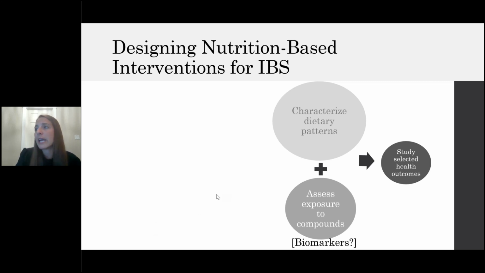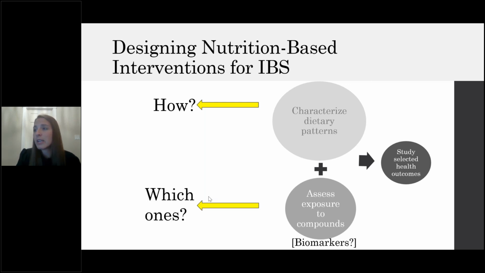So when you're looking at this graph, the first thing we need to think about is how should we be characterizing our dietary patterns, particularly in IBS-related research? Do we have any compounds that we can be measuring to look at exposure to our dietary intervention? And then when we're looking at selected health outcomes, which health outcomes should we be looking at? Are we looking at improving the symptom severity in our patients? Are we looking at improving quality of life? These are things that we need to think about. What's most important to the patient population?